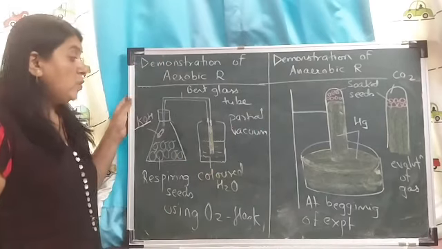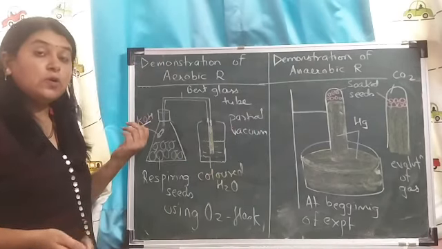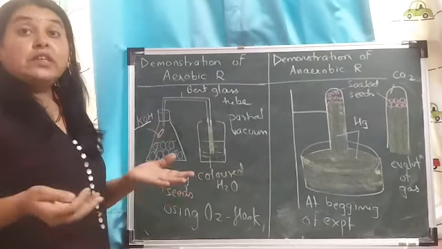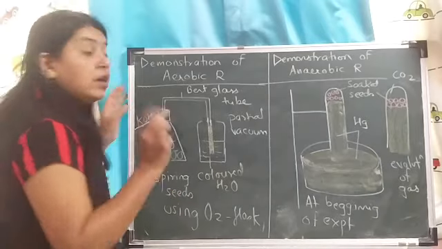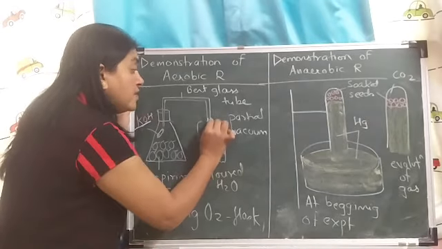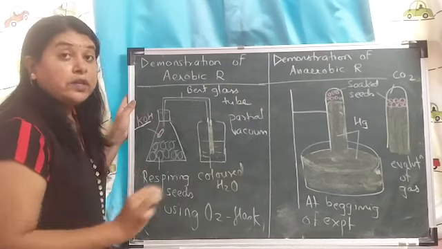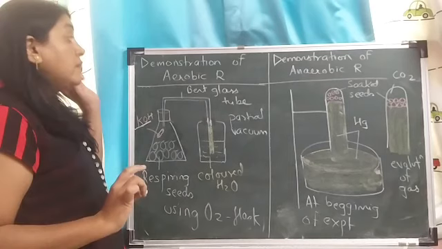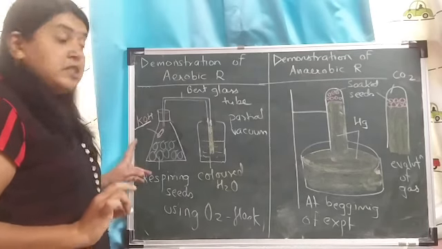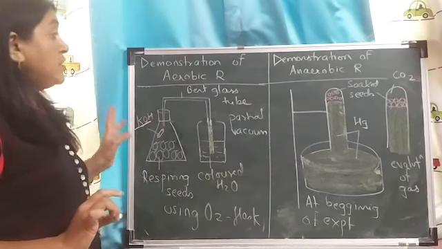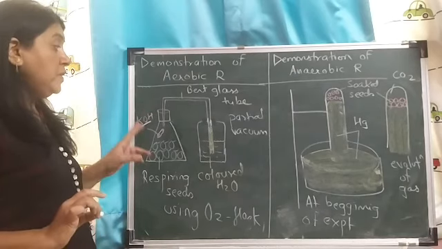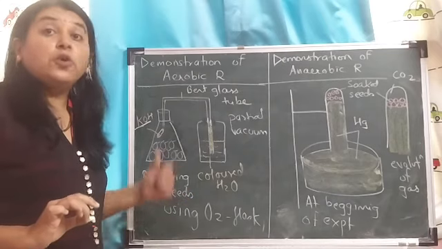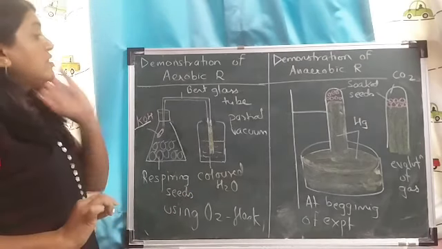Partial vacuum create होतो कारण काही कार्बन डायऑक्साइड KOH absorb करतो, ऑक्सिजन पूर्ण respiring seeds absorb करतात, and because of the creation of partial vacuum, the colored water is going to rise in the bent tube. Thus, it can be demonstrated that seeds can perform aerobic respiration. Okay, only germinating seeds can perform this type of aerobic respiration, right? So this is the experiment.